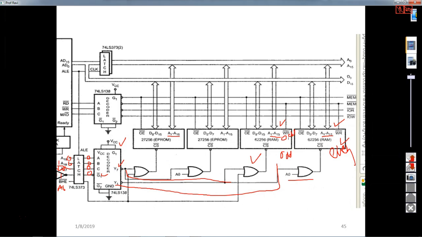And here this is 74LS138. So you can use the 74LS138 IC, or you can use a simple OR gate. So you can use read bar, write bar and M by IO bar. These three signals can generate memory read and memory write. So this memory read and memory write, you can connect to write enable of both RAMs, and memory read you can give to output enable.